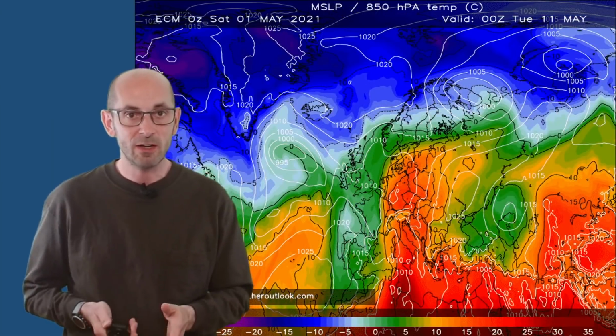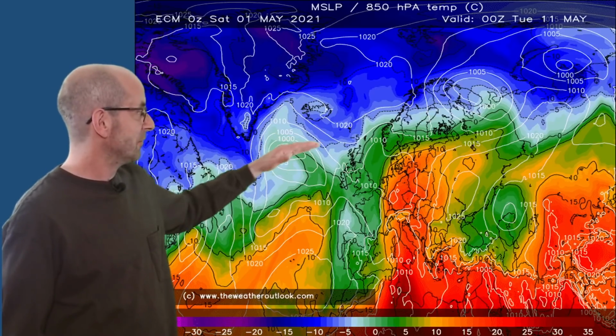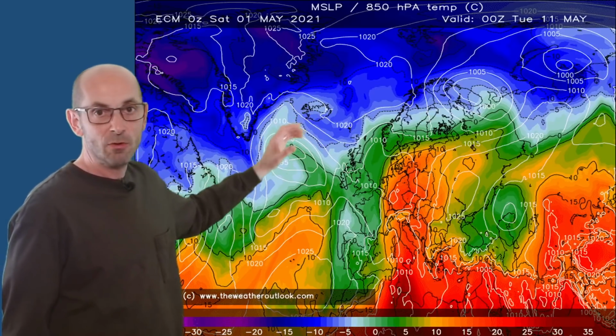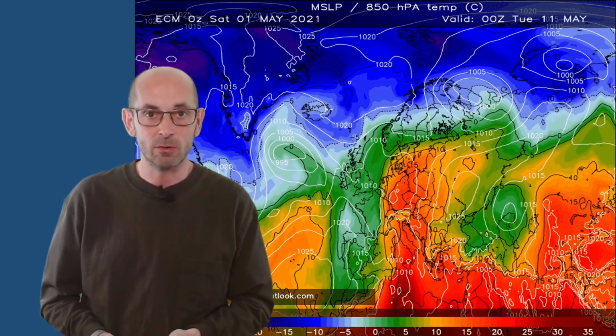I'll show you a couple of other charts from deterministic models for 10 days ahead. This first one is from the European model, and it's a fairly mixed picture. There are areas of low pressure here, and there's high pressure to the north having some influence, but all in all, it's looking changeable and not particularly settled.